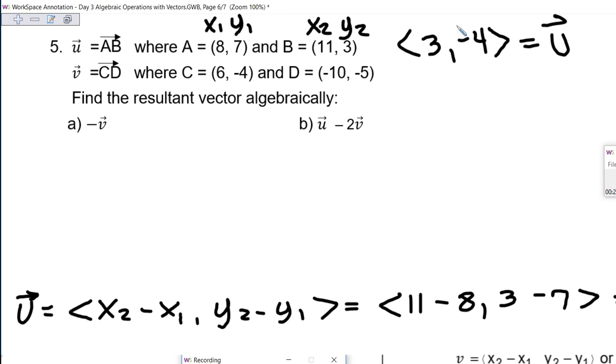Now we need to do the same thing for vector V. I want you to go ahead and do the same thing for vector V, and then I want you to finish those last two questions. So do part A and part B. Find the component form for vector V, and then answer questions A and B.